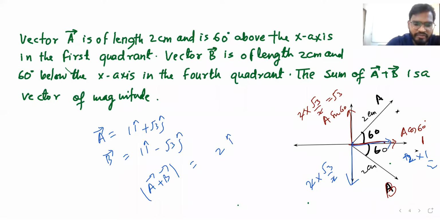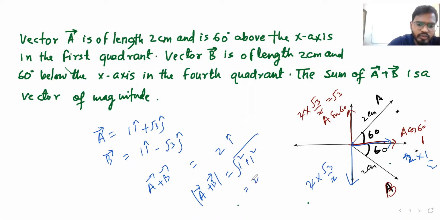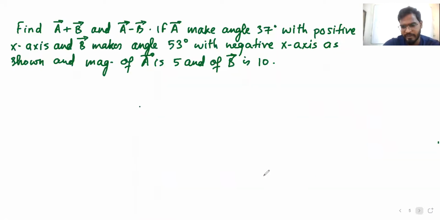Let's write first vector A plus vector B. Now if you want to find the magnitude, then 1 square plus 1 square, under root of that. So root 2, that is going to be the answer. That's it. So ultimately what I did here is, you are supposed to take the components if any vector is acting at an angle of theta.